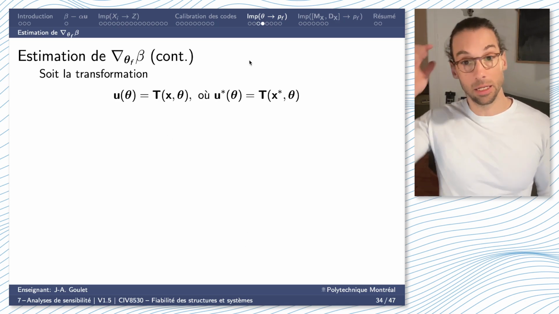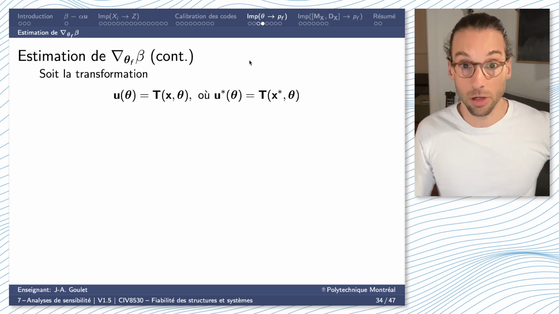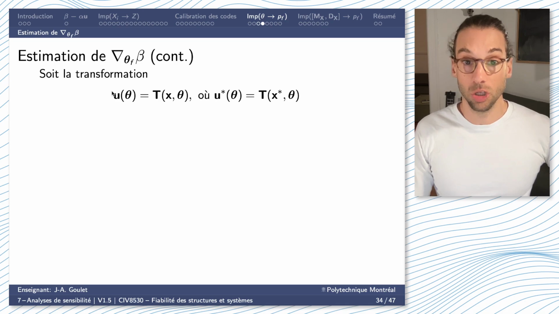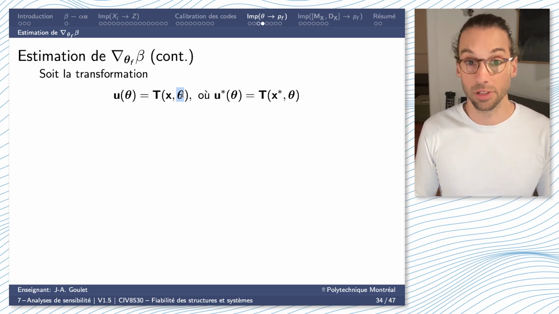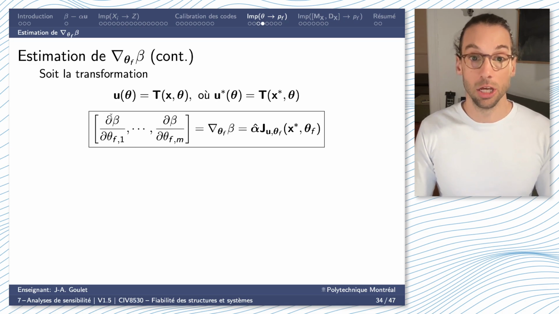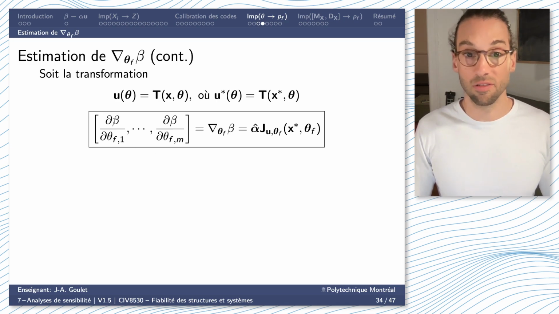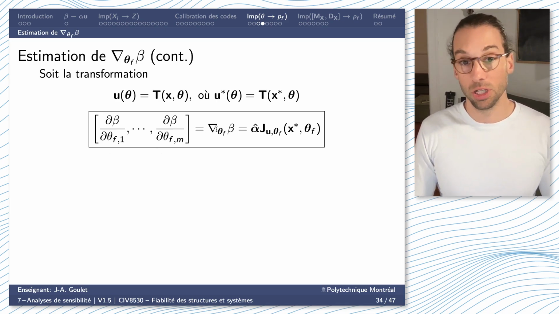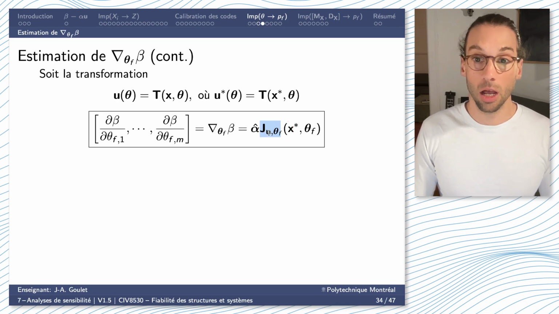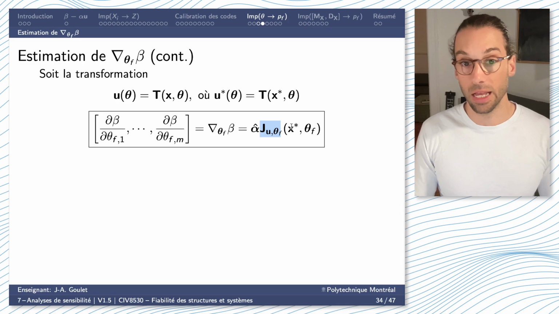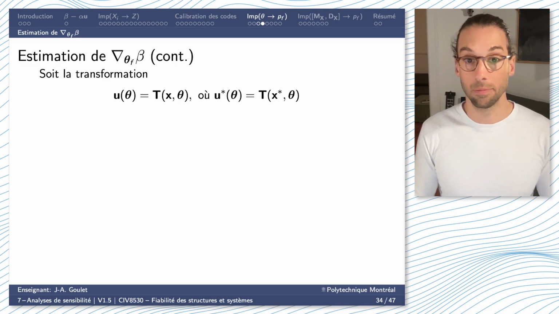It's simply by taking the partial derivative of my transformation function. So going from x to u, I also depend on the parameter theta associated with my marginal PDFs. So what I can do is the same thing, but evaluate that for u star or for x star. So in that case, the derivative of my beta with respect to each parameter, which is that gradient vector I'm looking for, is going to be alpha times the Jacobian of u with respect to my theta. And this is going to be evaluated at x star.